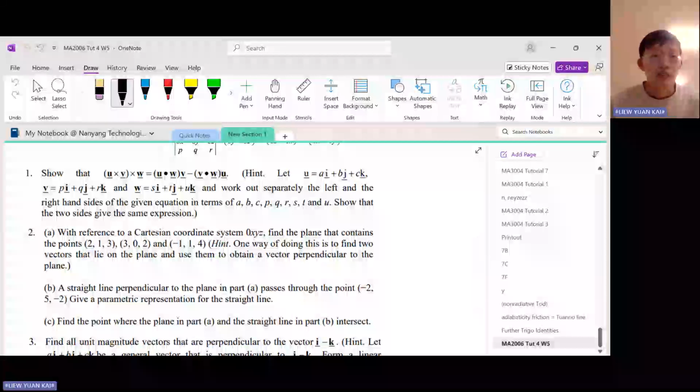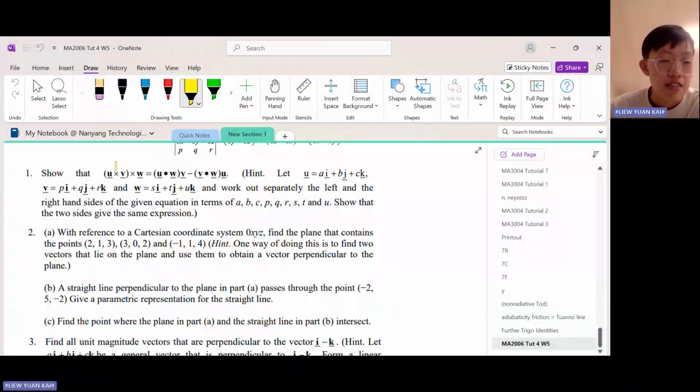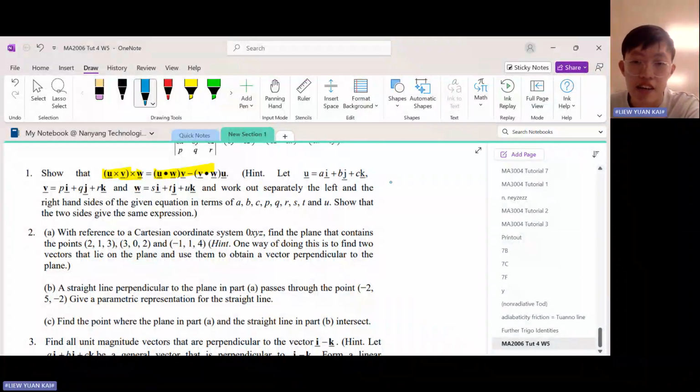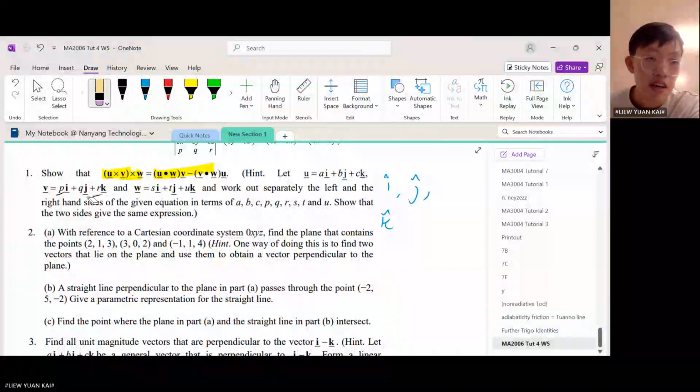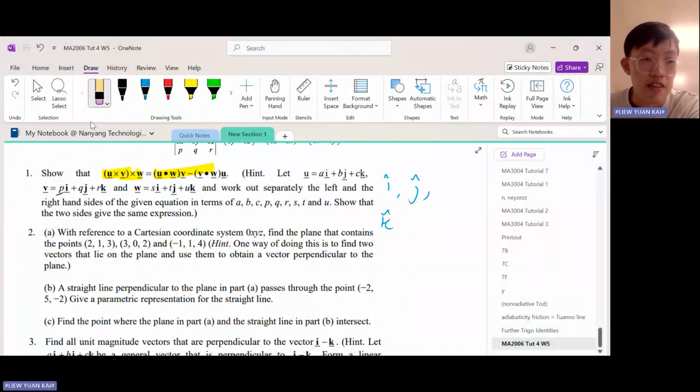So we have a vector equation. Show that this side is equal to this side. The hint here is to let u be a vector containing ai plus bj plus ck, where i, j, k are the unit vectors. And v is also another vector with components p, q, r in the i, j, k components. And also w is yet another different vector.